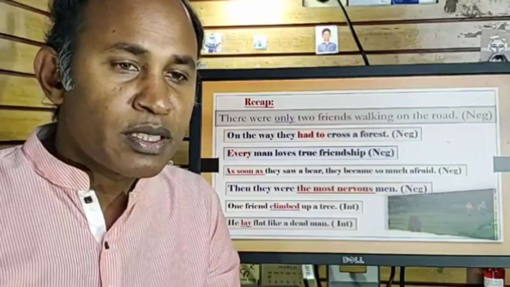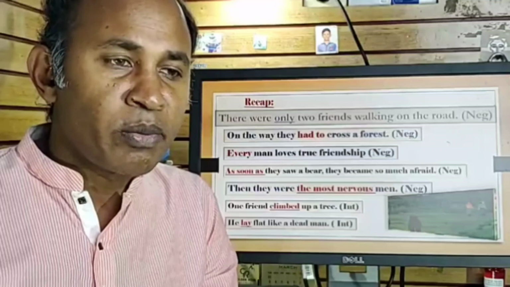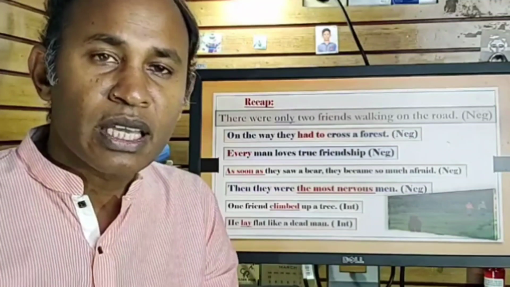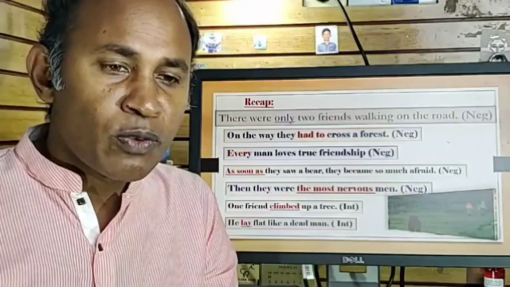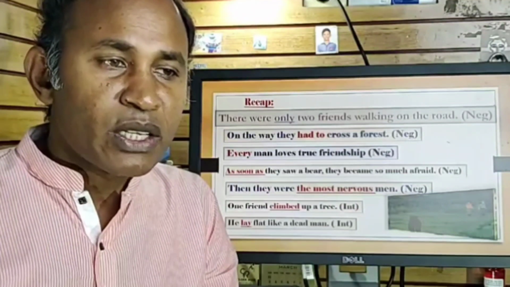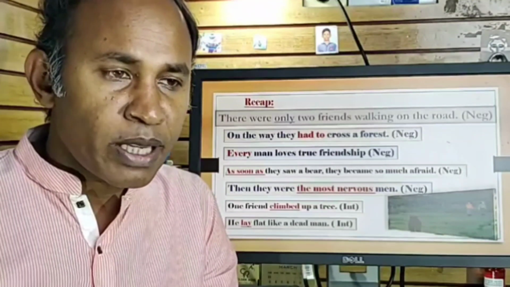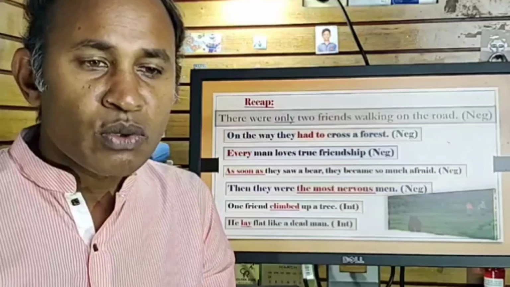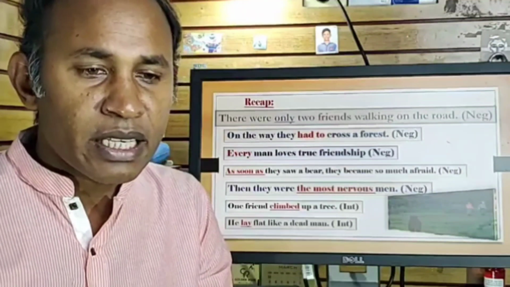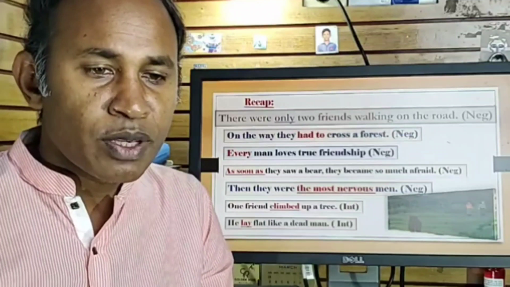More than 2 friends. And second one, on the way they could not but cross a forest. They could not help crossing a forest. And every man loves true friendship. There is no man but loves true friendship. There is no man but loves true friendship. And you see as soon as, a jagay ismam likhecho. Thank you baba. So there is no man but loves true friendship. That's good.